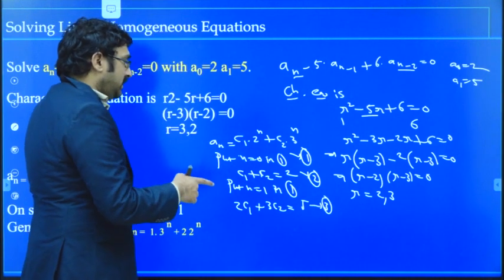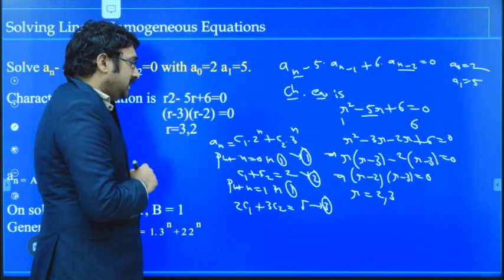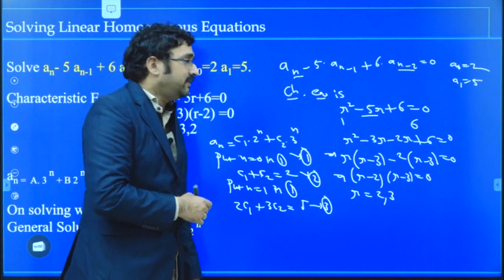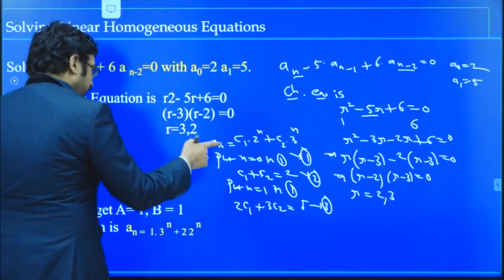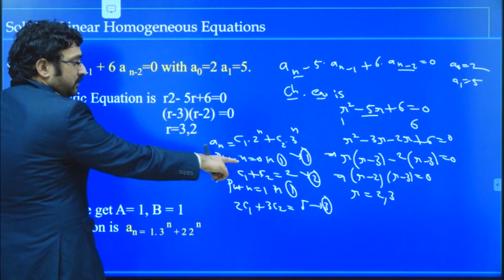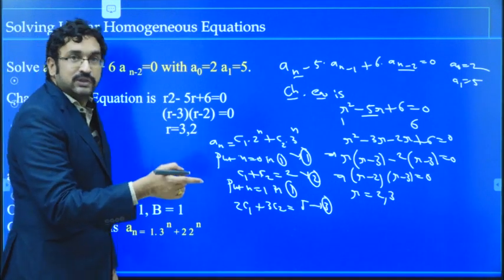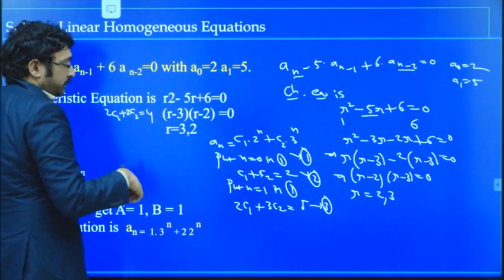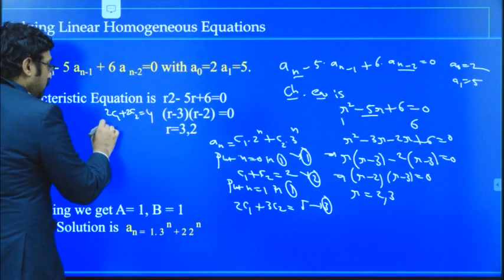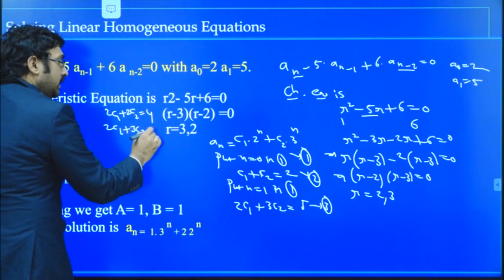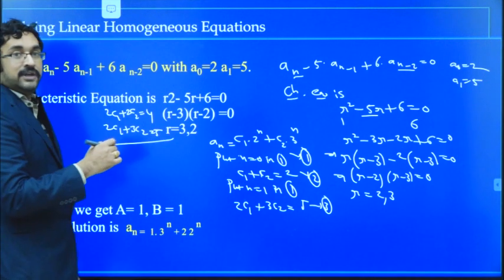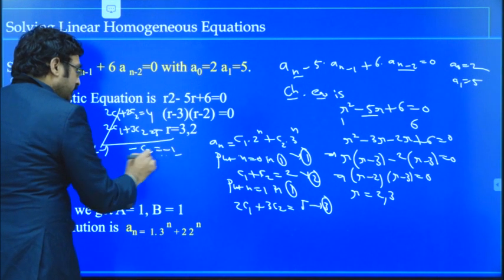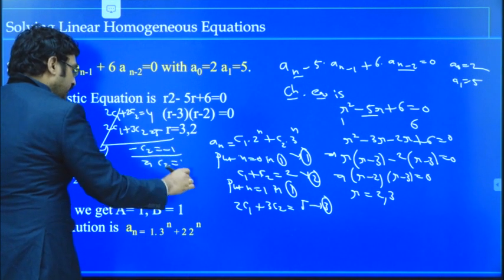So c1 + c2 = 2, 2c1 + 3c2 = 5. On solving these equations, we can compute the values of c1 and c2. First take c1 + c2 = 2, the second equation, and multiply with 2. Then we get 2c1 + 2c2 = 4. See the third equation, 2c1 + 3c2 = 5. Subtract the second equation from the first. c1 gets cancelled. We get -c2 = -1. That implies c2 = 1.